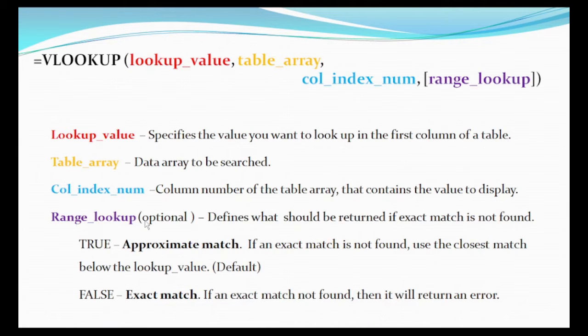And then range lookup, it is optional. The default value will be true, which stands for the approximate match. If an exact match is not found, it will use the closest match below the lookup value. And if it is false, it means it's an exact match. If an exact match is not found, then it will return an error.